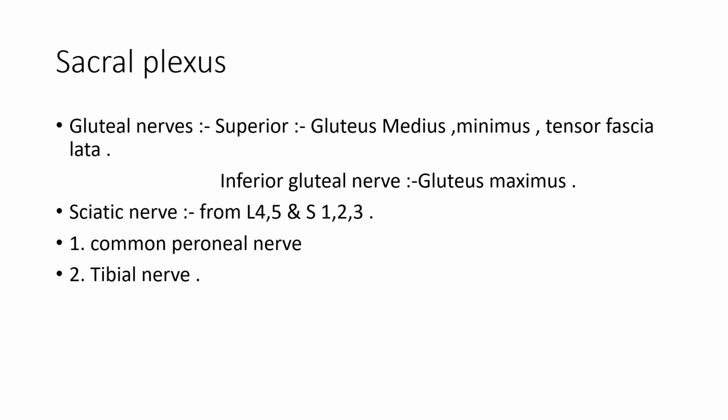Now, the sciatic nerve. This is the longest nerve in the body, and its origin is from L4, L5, and S1, S2, and S3. At the popliteal fossa, the sciatic nerve bifurcates into the common peroneal nerve and the tibial nerve. So now let us discuss each nerve separately.